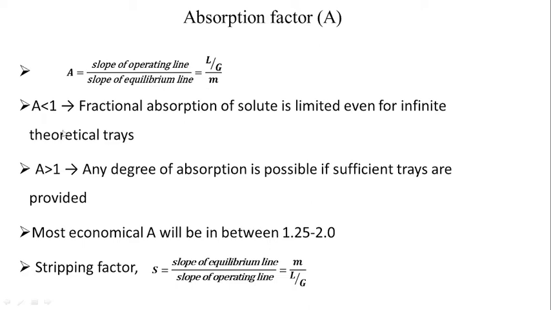There are two cases. When A is less than 1, the fractional absorption of solute is limited even for infinite theoretical trays. So A should be greater than 1 for sufficient amount of absorption to occur. If A is less than 1, then we might require infinite number of trays for the absorption process. The most economical value of A is in between 1.25 to 2. And the stripping factor, which is used for stripping operation, is the inverse of absorption factor. It is a ratio of slope of equilibrium line to slope of operating line.